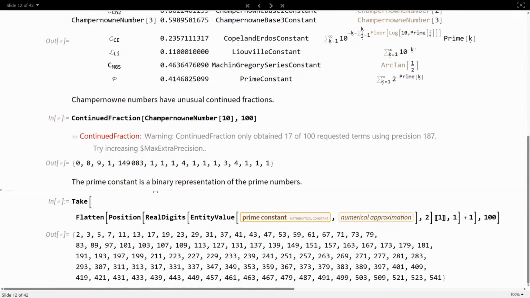The prime constant is a binary representation of the prime numbers. The position of the ones is where the primes are in the binary representation. And we can reverse it, and we get the values of primes out from the constant.